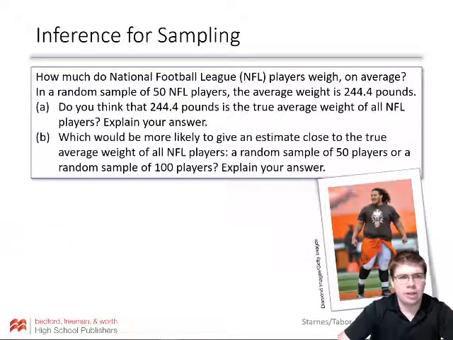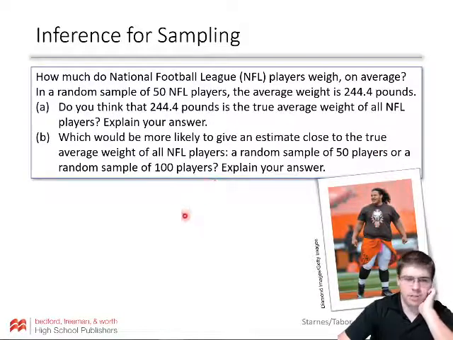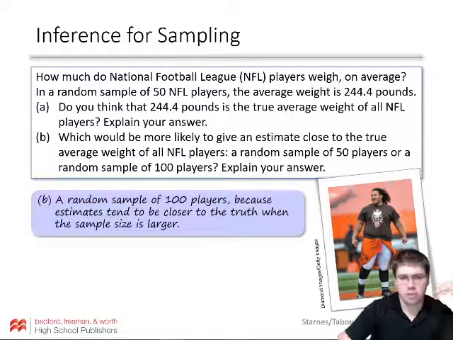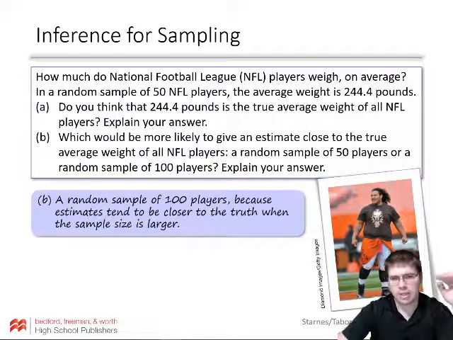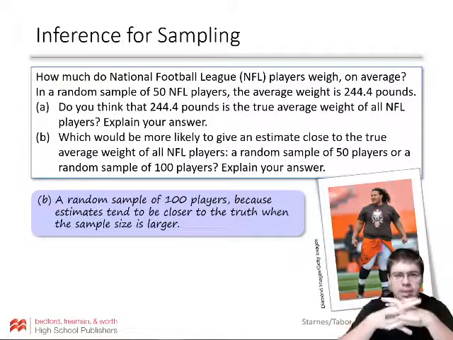So which would be more likely to give an estimate close to the true weight: a sample of 50 or a random sample of 100? The answer is 100, because estimates tend to be closer to the truth when the sample size is larger. That's the idea with sampling. We're going to get a lot more into that later on in the year, but we want to make sure that we have that knowledge of sampling variability.